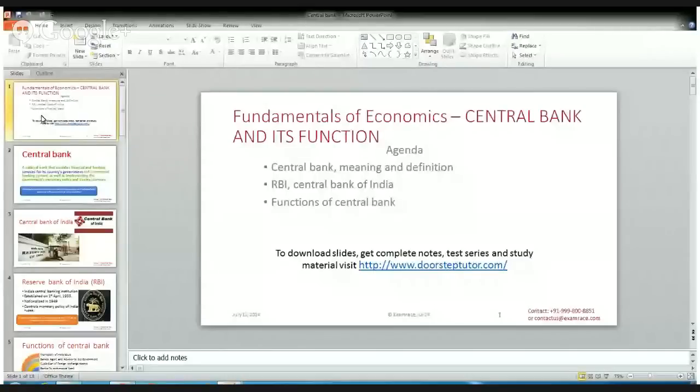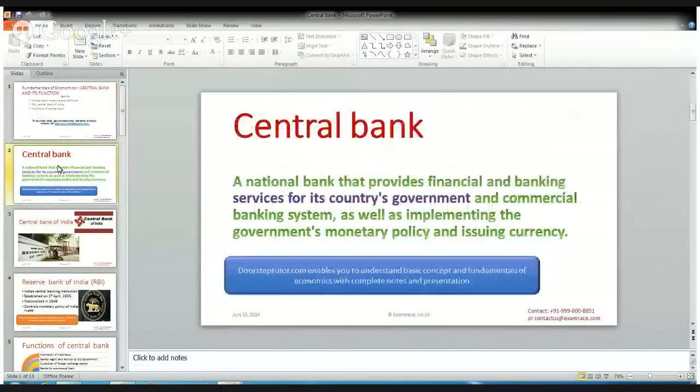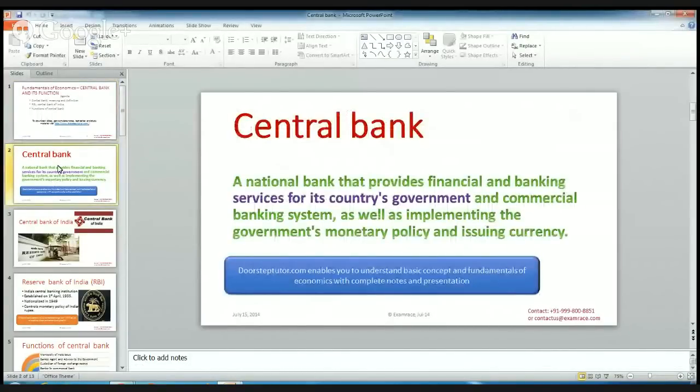Today we are understanding what is a central bank and the functions of the central bank. In this lecture, we are covering the central bank, meaning and definition of it, the Central Bank of India, and the functions of the central bank. Let's understand first what is a central bank.